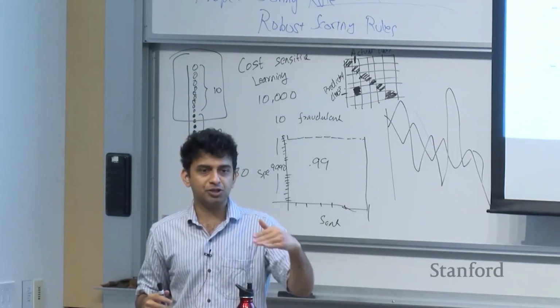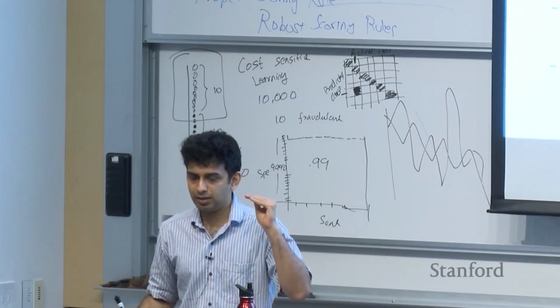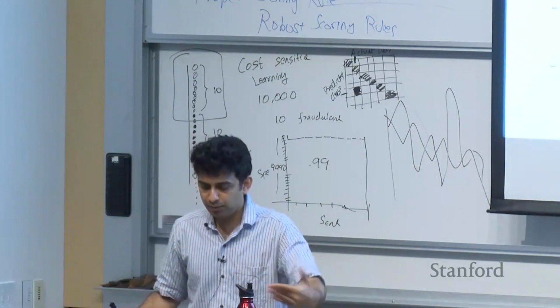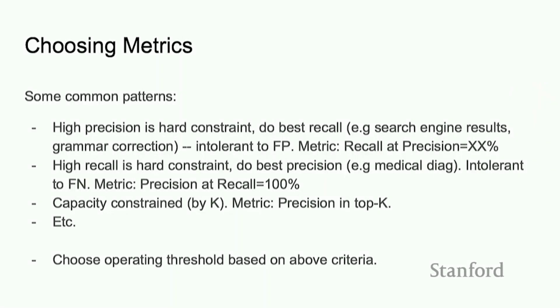In those cases, high precision is a hard constraint, and you want to improve your recall subject to this constraint. Similarly, if you're writing a grammar correction software, then if you miss out a few corrections, that is fine, but making a bad suggestion is a lot worse.